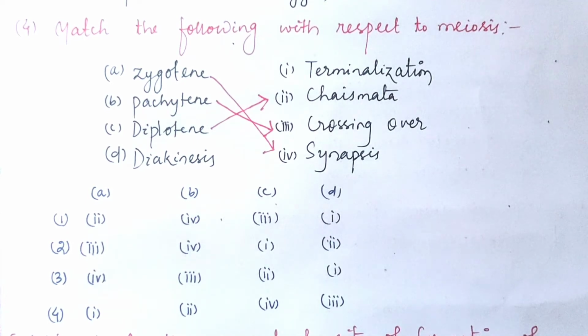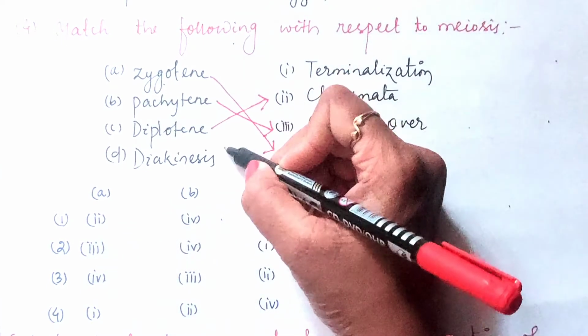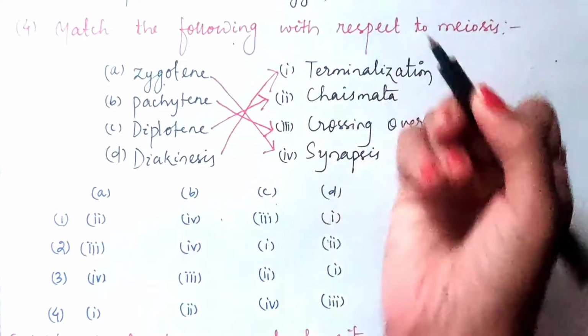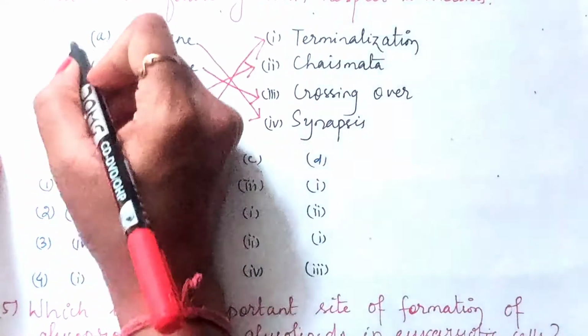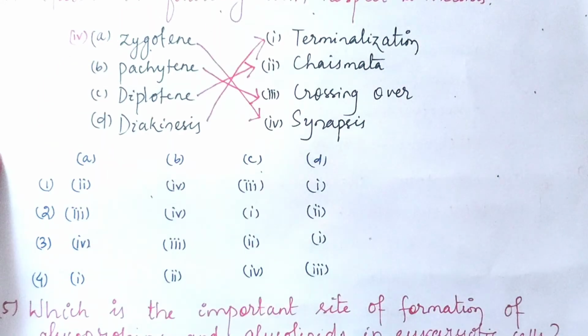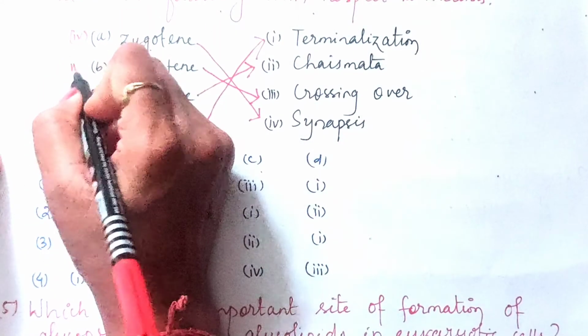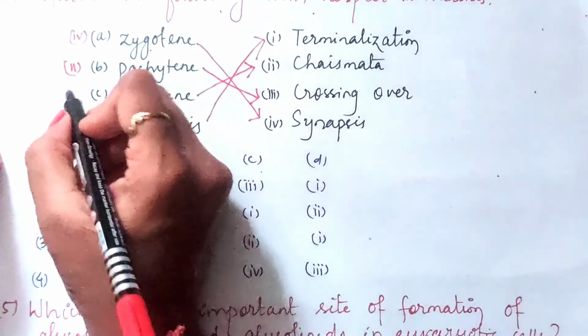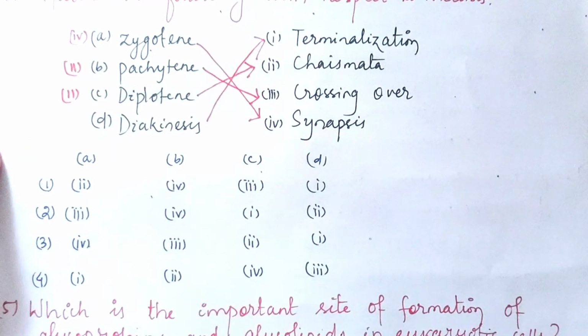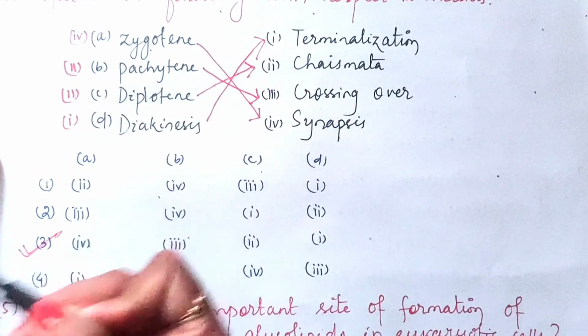Then diakinesis. This is the final stage of prophase 1 of meiosis 1. In this stage, chromosomes achieve their maximum thickness. The chiasmata and nucleolus disappear here. The nuclear membrane also degenerates. So, in this phase, terminalization occurs. So, here IV for option A, then III for option B, then II for option C and I for option D. So option 3 is the correct answer.